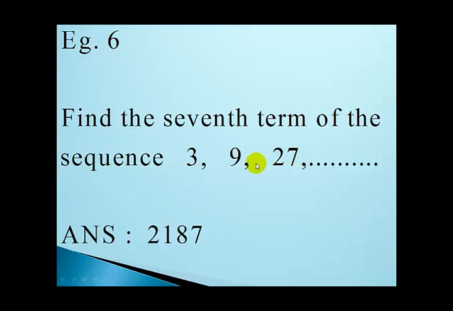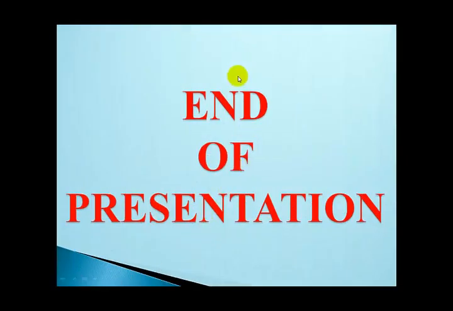So you are supposed to use the nth term of an exponential sequence to find the seventh term, and after calculation, you are supposed to get 2187. Now take this as an exercise and find the seventh term of the sequence 3, 9, 27 and see whether you get the answer 2187. This is the end of our presentation on sequence and series.